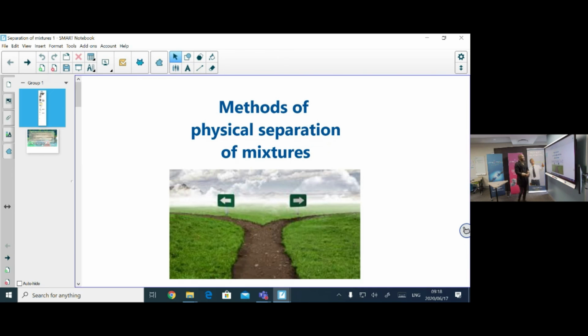So we are going to look at methods of physical separation of mixtures. Why are we saying physical separation of mixtures? You remember, because mixtures are those that do not have any chemical reaction or chemical bonding between them, meaning they combine but can be physically separated, right? Let's look into these methods.